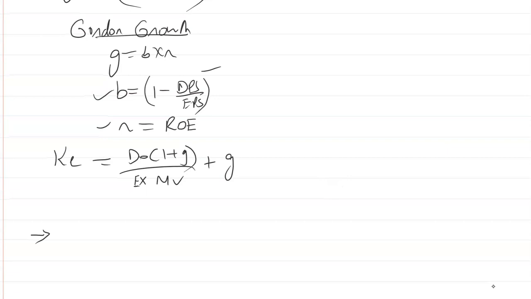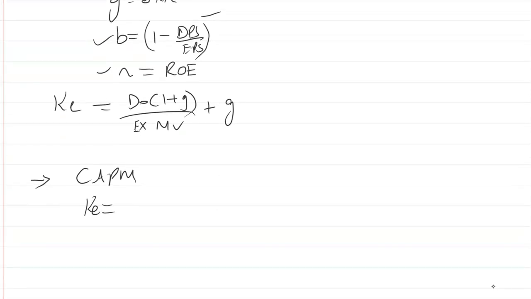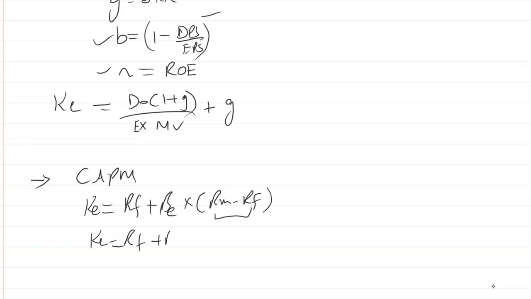Second formula to calculate cost of equity is CAPM, and that is cost of equity is equal to risk-free rate plus beta into RM minus RF. Remember, whenever beta is given, it will always be given as beta equity. And this term is called the equity risk premium. So another formula is risk-free rate plus beta into equity risk premium. You can also name it market risk premium. So if you multiply these and add the risk-free rate, you can calculate the cost of equity.